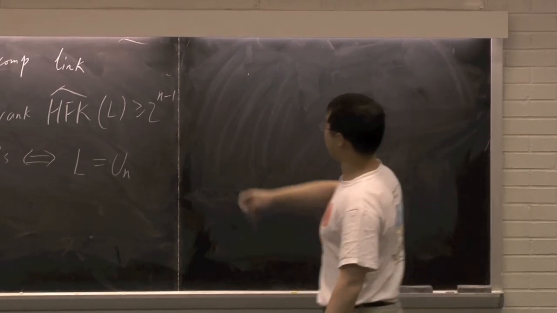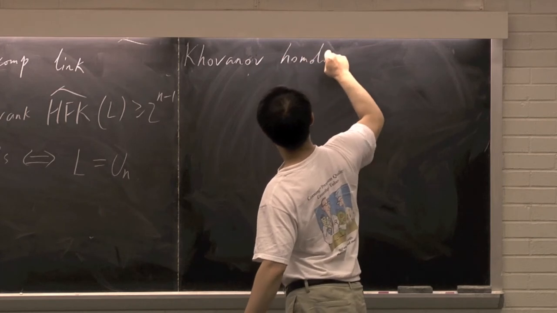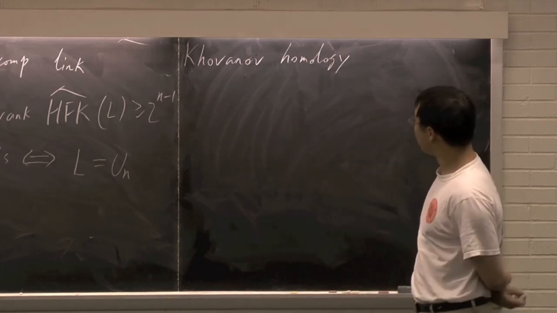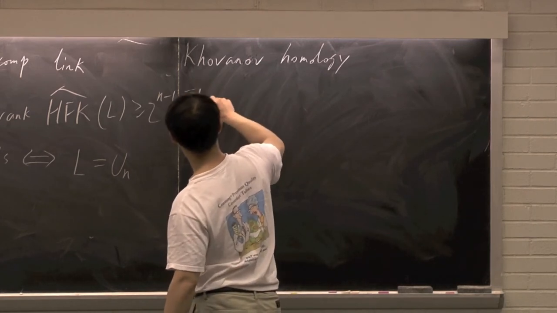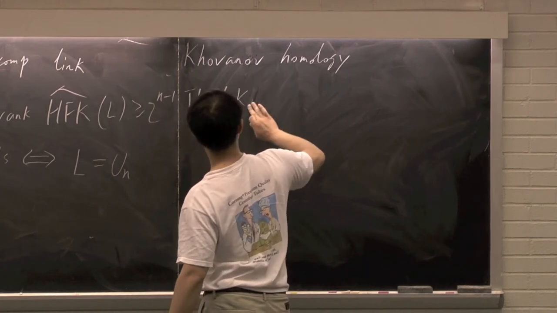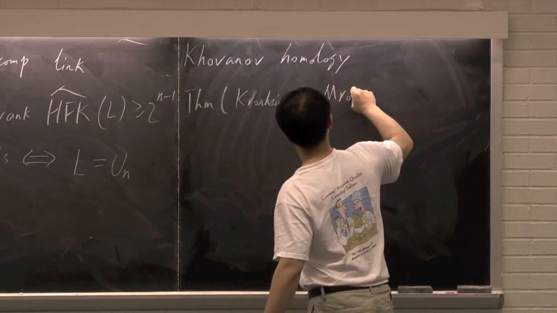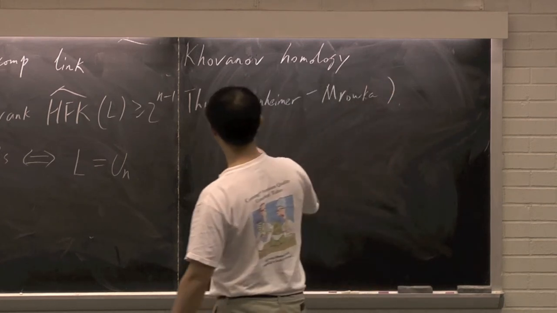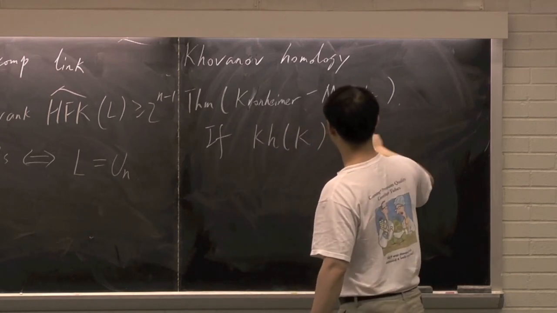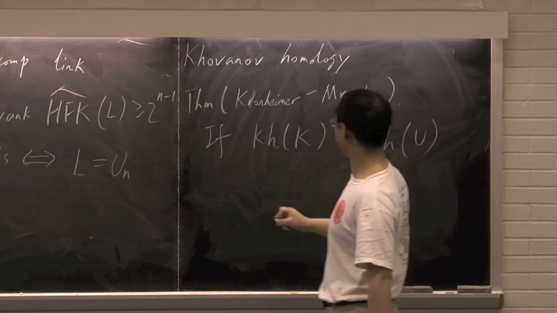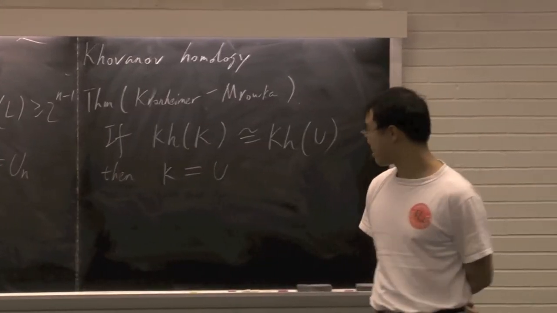Okay, now we come to the world of Khovanov homology. For Khovanov homology, it's a very deep theorem of Kronheimer and Mrowka that Khovanov homology detects the unknot. So they proved that if the Khovanov homology of a knot K is isomorphic to the Khovanov homology of the unknot, then K is the unknot. And actually, if you look at the proof, they proved more.